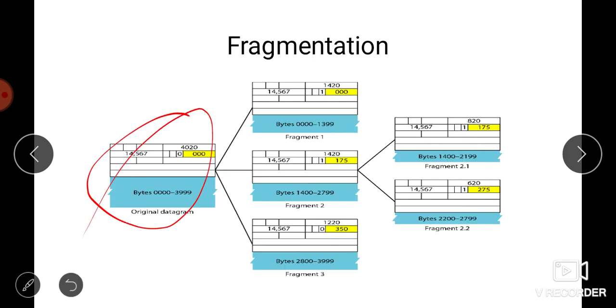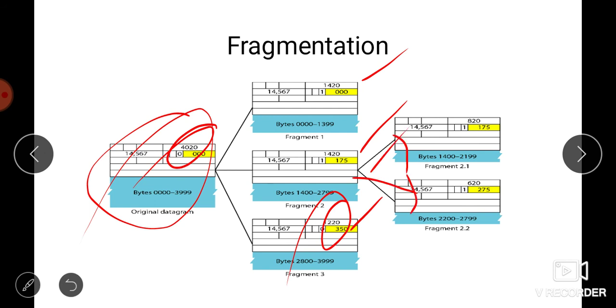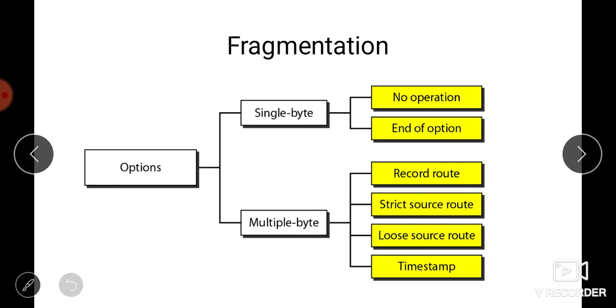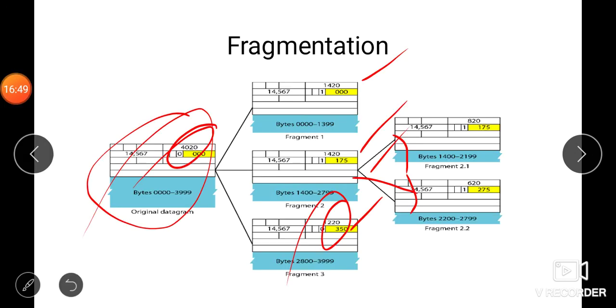So this is the original datagram with the size 4020, so we have divided it into 1420, 1420, and the last one we have 1220 because this is the remaining one. So again we can divide this one, because this can also pass through some router with a capacity lower than this. Okay, next we have options, and the last field is the option field.